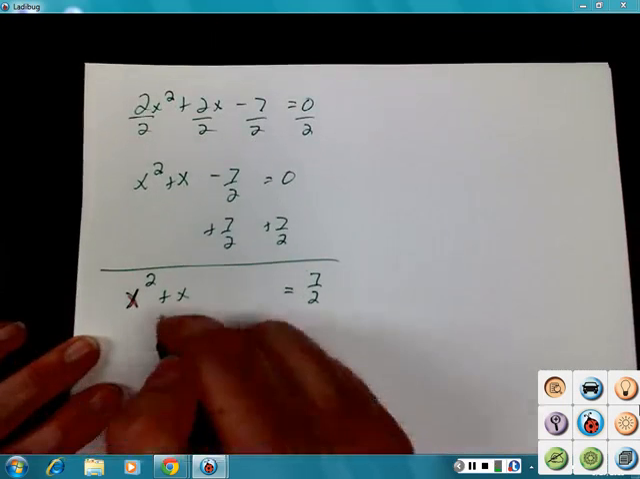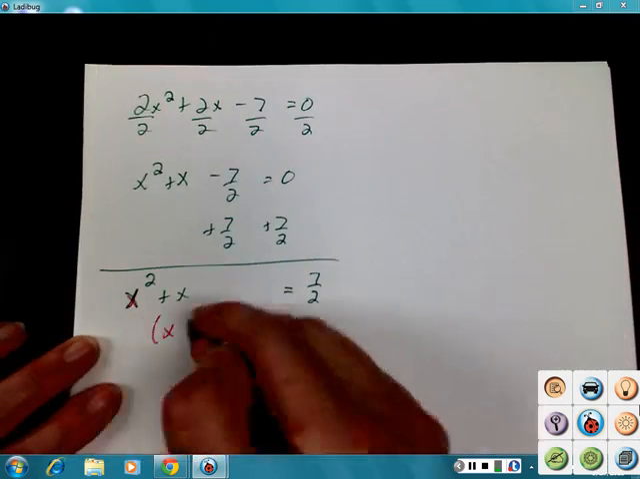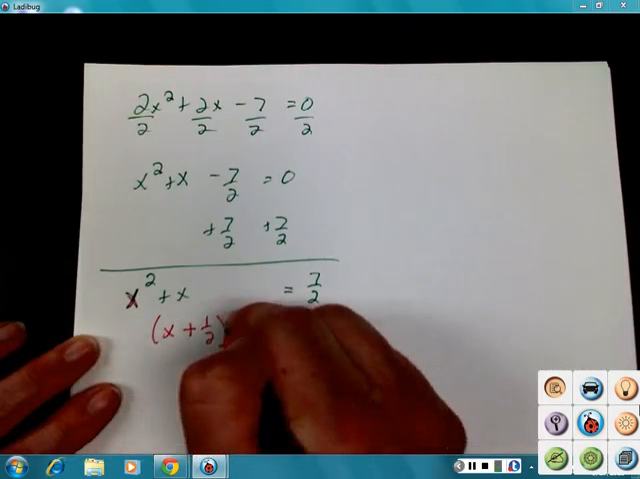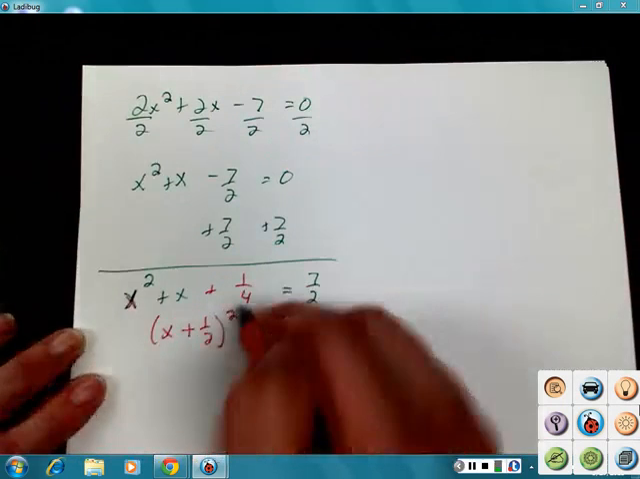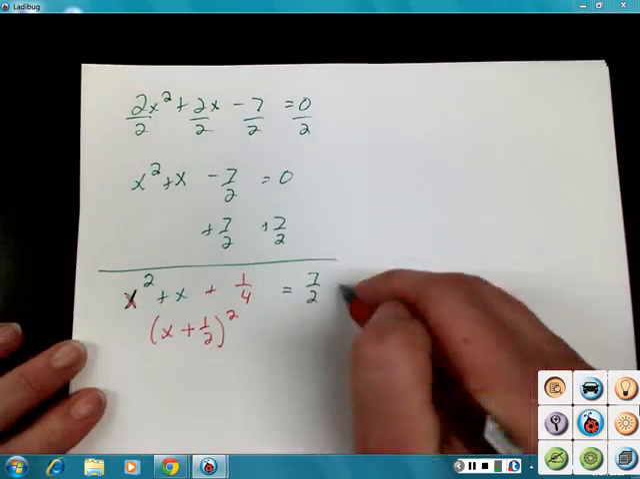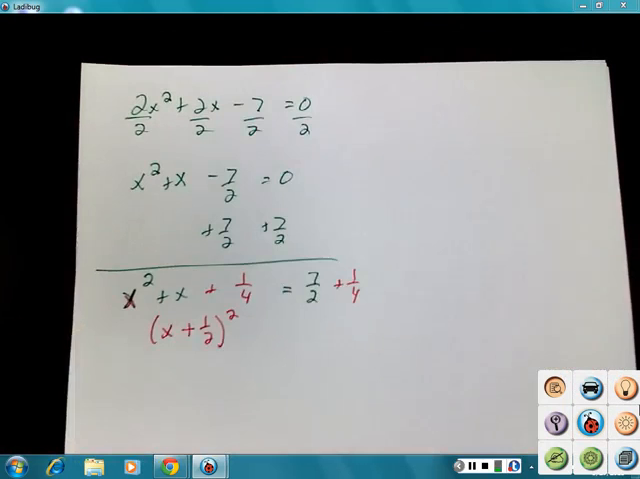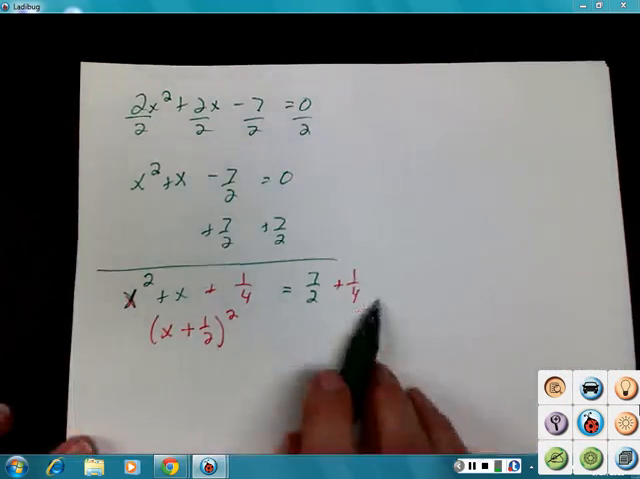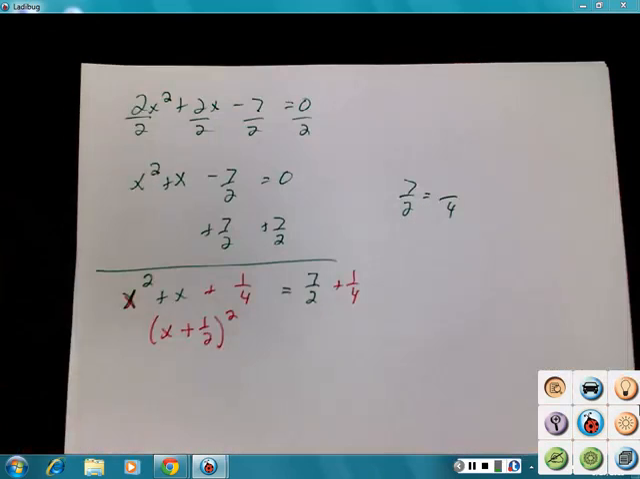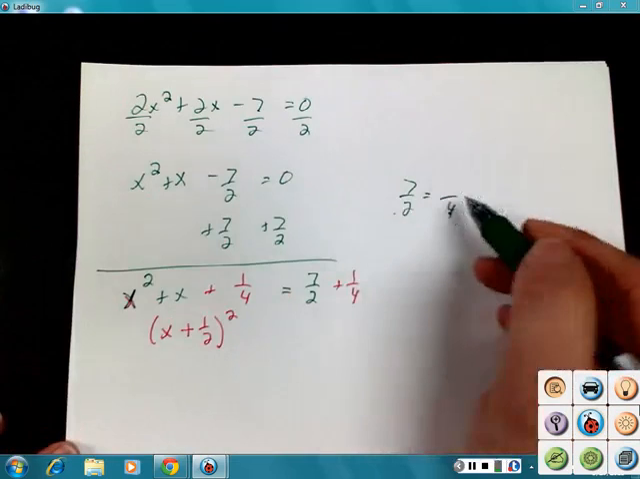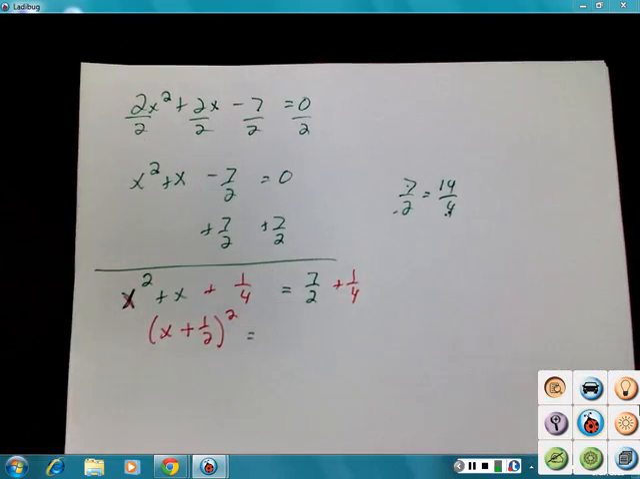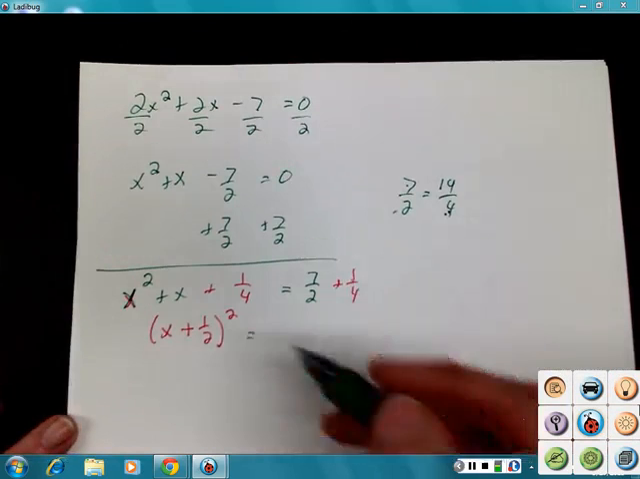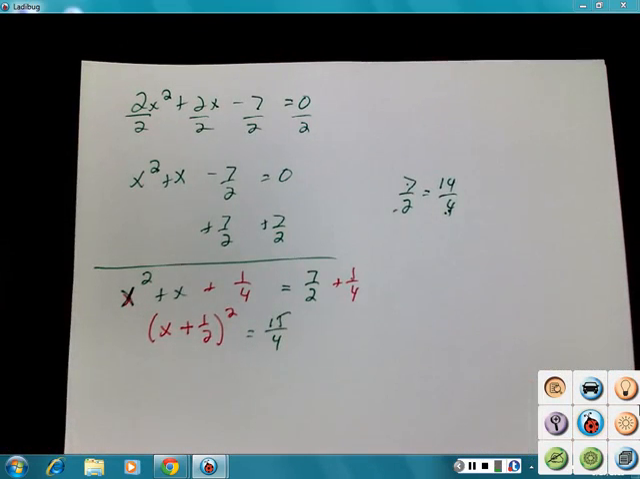Half of 1, so that means inside of my parentheses that completes the square, I really have a plus 1/2 squared. Square my 1/2, so I'm going to add in here 1/4. And when I do that, I also have to add 1/4 over there. That's the only biggie here, because I need to take that 7/2 and make it into fourths. 2 goes into 4 twice, and then 2 times 7 is 14. So my answer comes out to be 14/4 plus 1/4 is really 15/4. Okay? We're good? Hopefully?